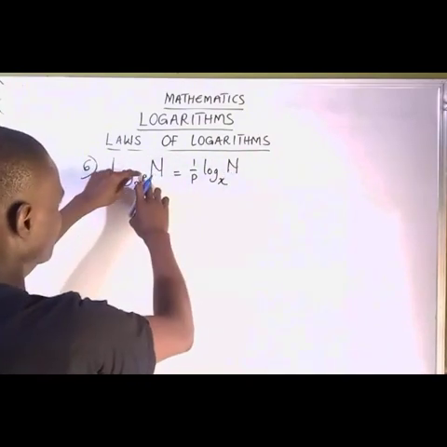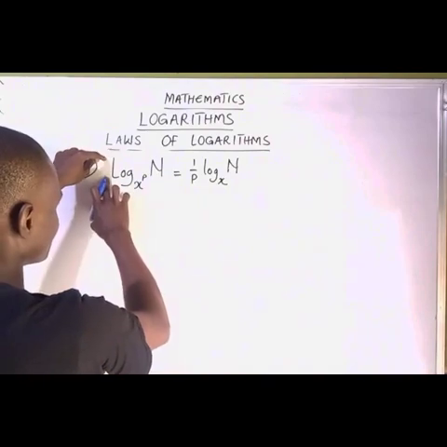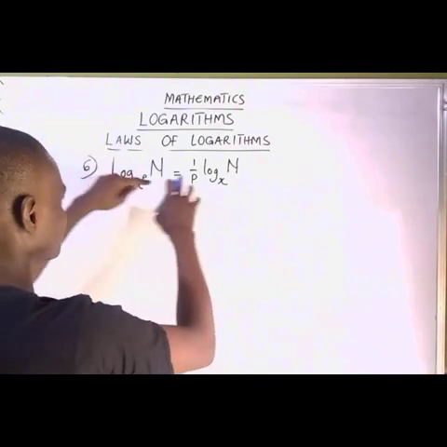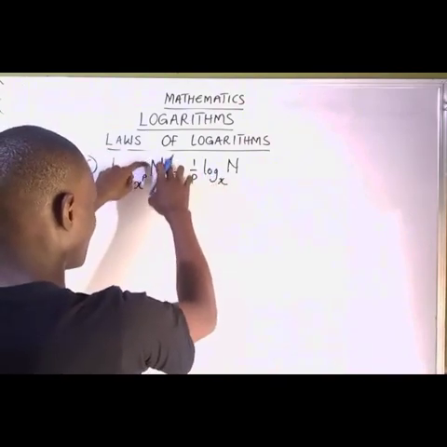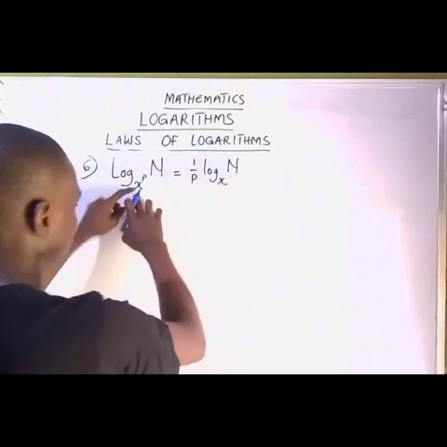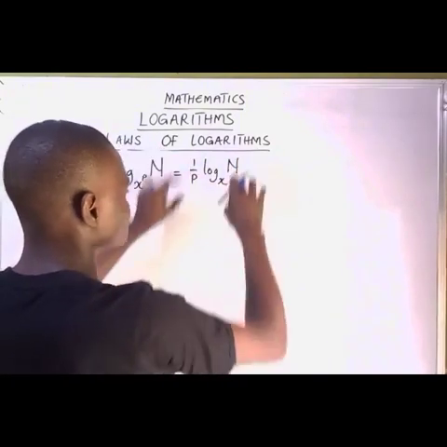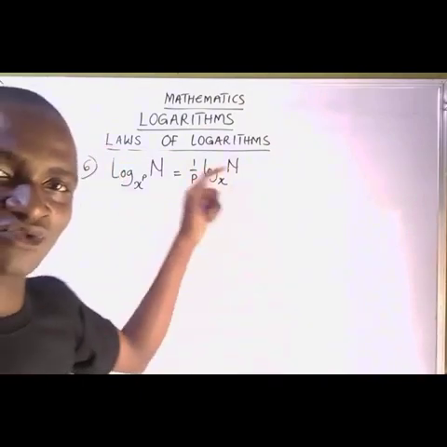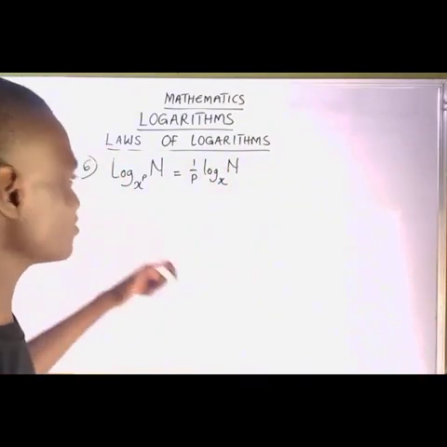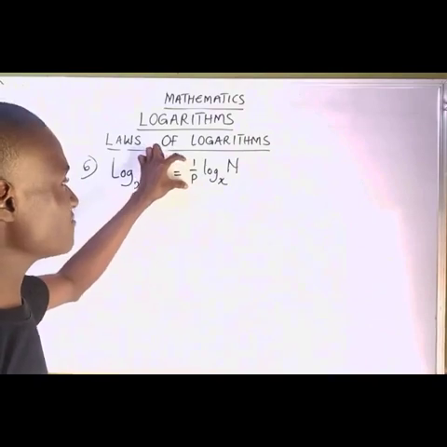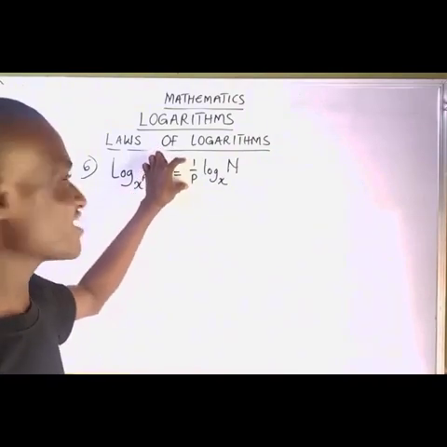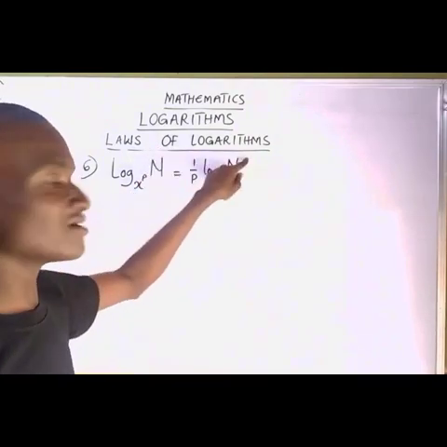That is, take the power, write the reciprocal here, 1 over that thing. Then the logarithm of n, which is the number, to the base of x. This expression as well, we can apply law 4 to it. Remember that law tells us that whenever we have a number in front of log, we can put the number as the power of this.